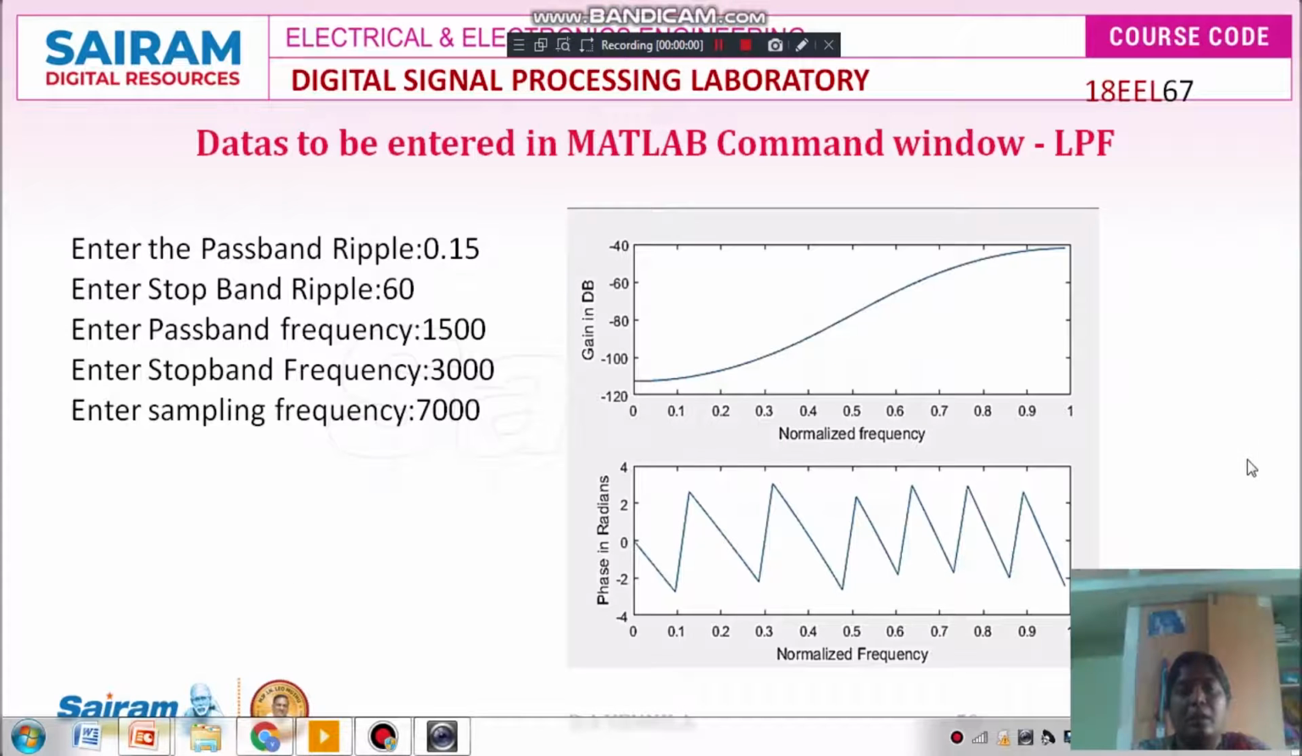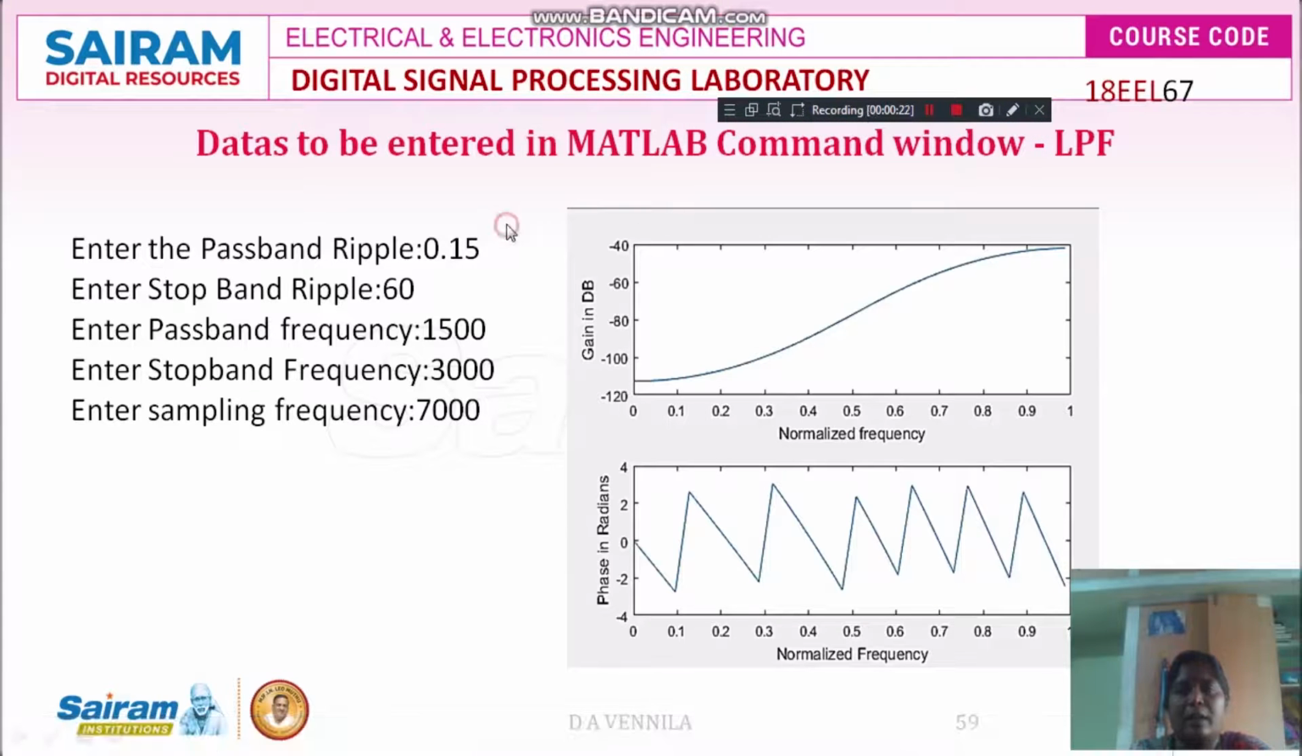Here are the data which I have entered in the command window for the low pass filter. Here the pass band ripple is 0.15, the stop band ripple is 60, the pass band frequency is 1500, the stop band frequency is 3000, and the sampling frequency is 7000. For this data, this is the normalized frequency curve. This is the magnitude response curve, and this is the phase response curve.